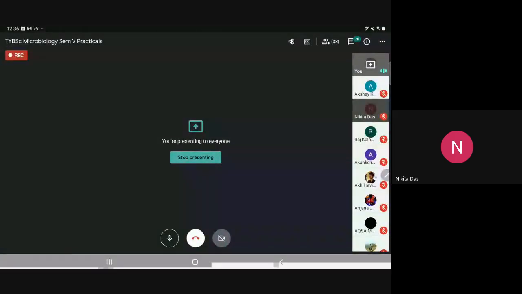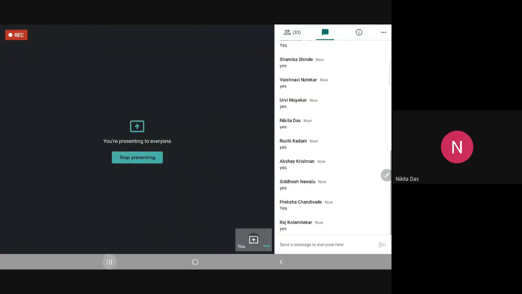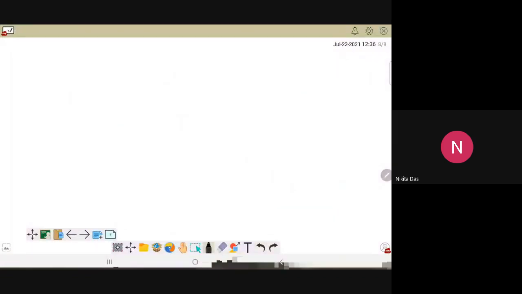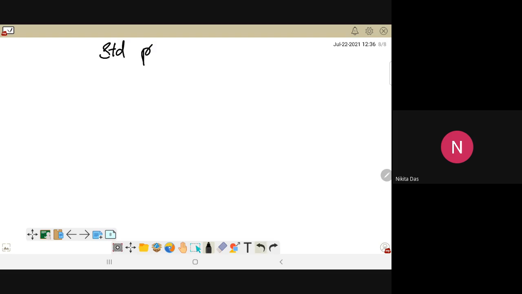I hope you would have taken screenshots by now, so we can move ahead. We can see yes in the chat box. So let us see how we will do the standard assay first. And once we know the entire procedure, then we will write the requirements, because that makes the process easier, right? So let us see how you make the standard phenol graph.